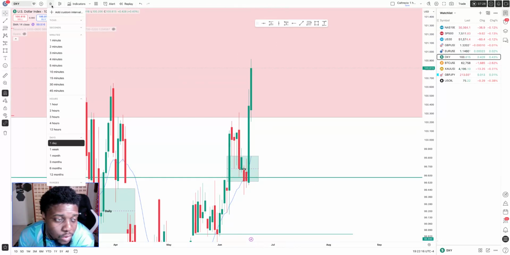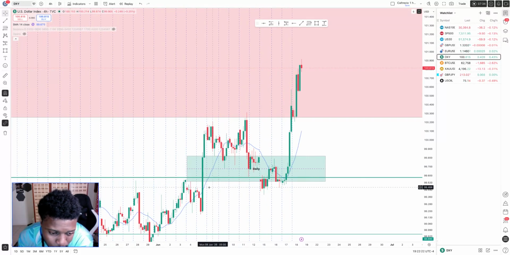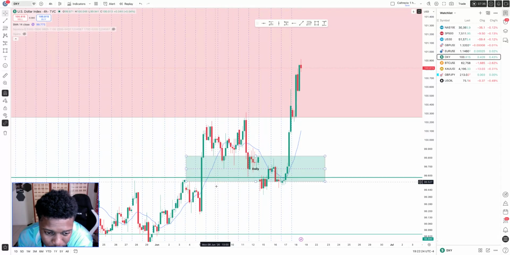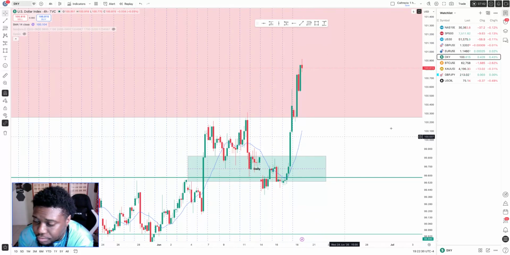If we go to a 4 hour fair value gap, let's check, see if the 4 hour... yeah, we're still respecting the 4 hour structure. So, you know, this was still a clean move to the upside.